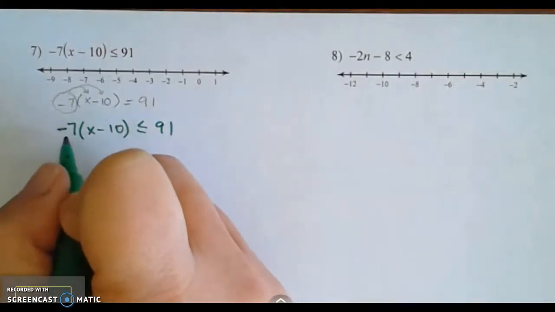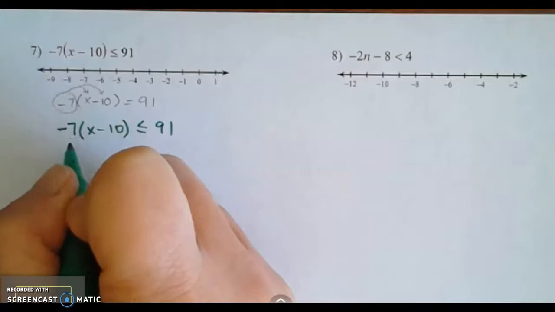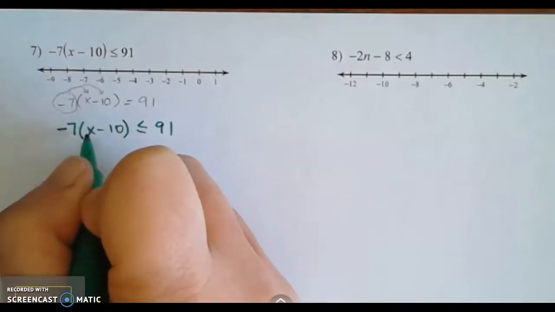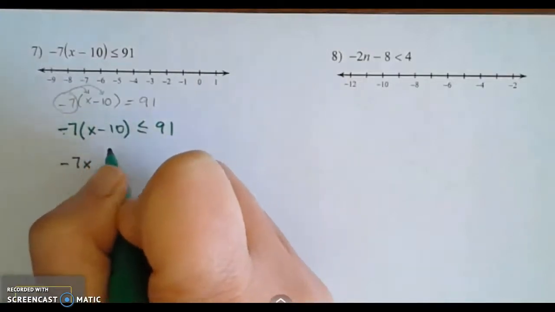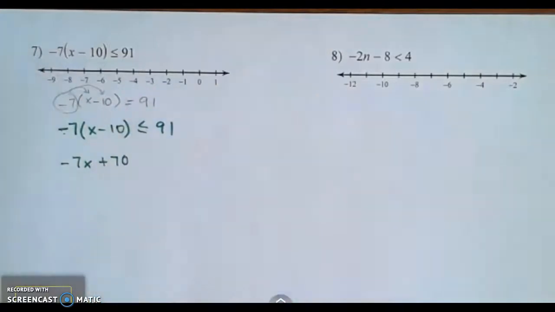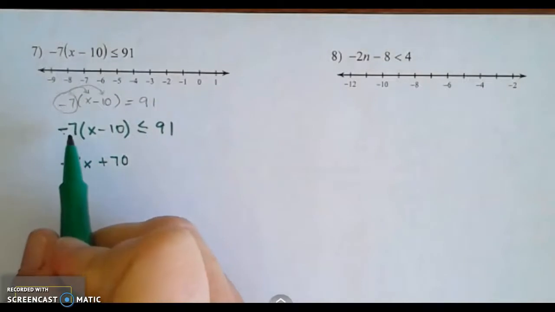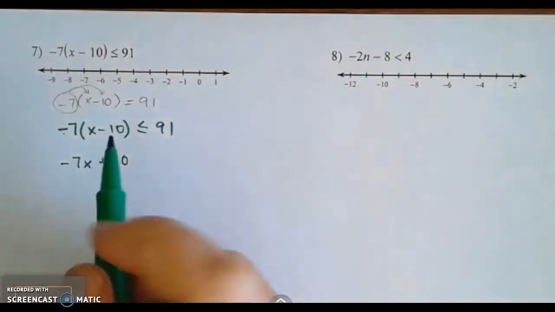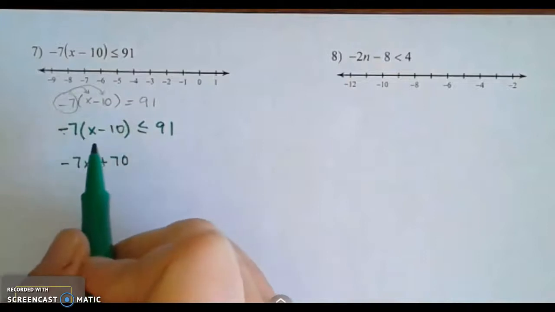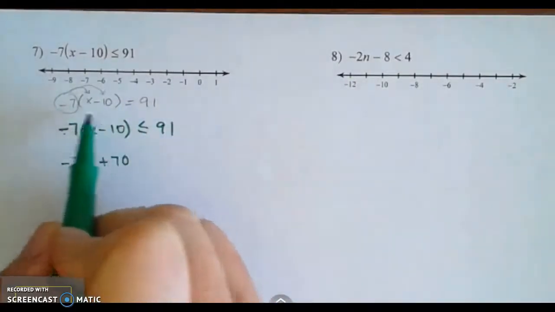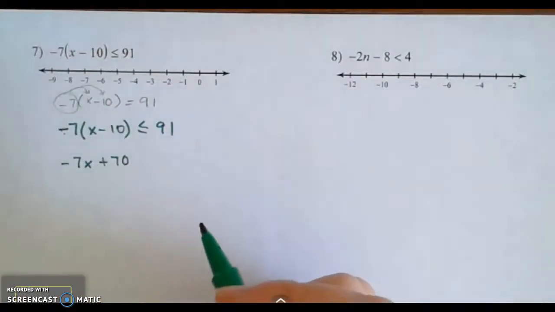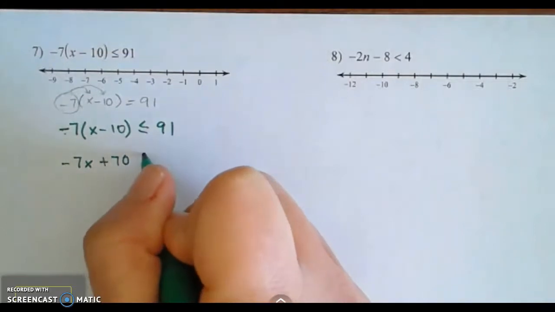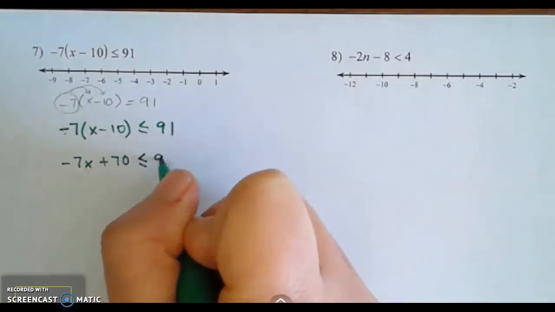But this time you are multiplying, okay, so -7 is being multiplied to x, so that becomes -7x. -7 times -10 is +70. Okay, I know some of you are thinking, oh, we need to flip the inequality because we are multiplying by a negative number. No, you only do that when you multiply both sides by a negative number. Okay, in this case, you are just simplifying the left-hand side. So in this case, you do not flip the inequality symbol at all. Okay, so you leave it as that, and then you have 91 from the other side.